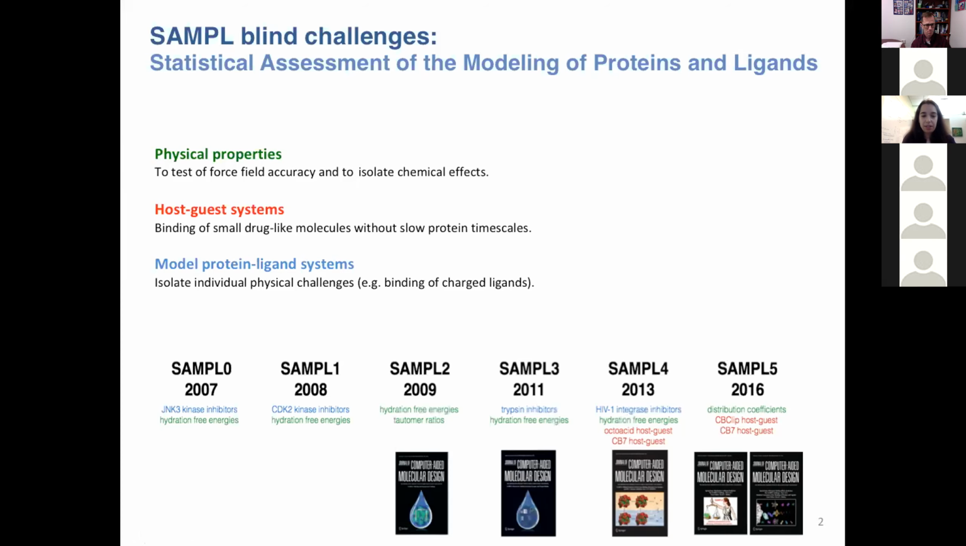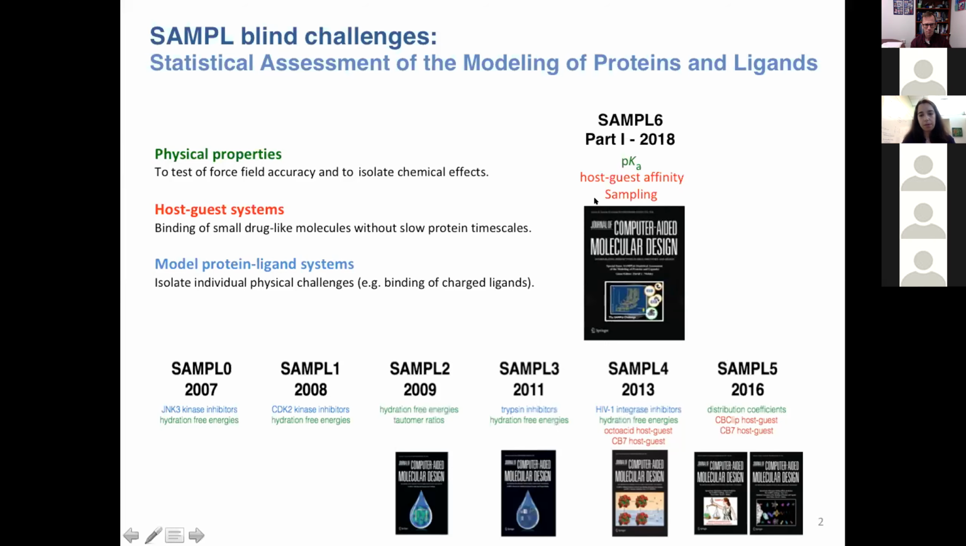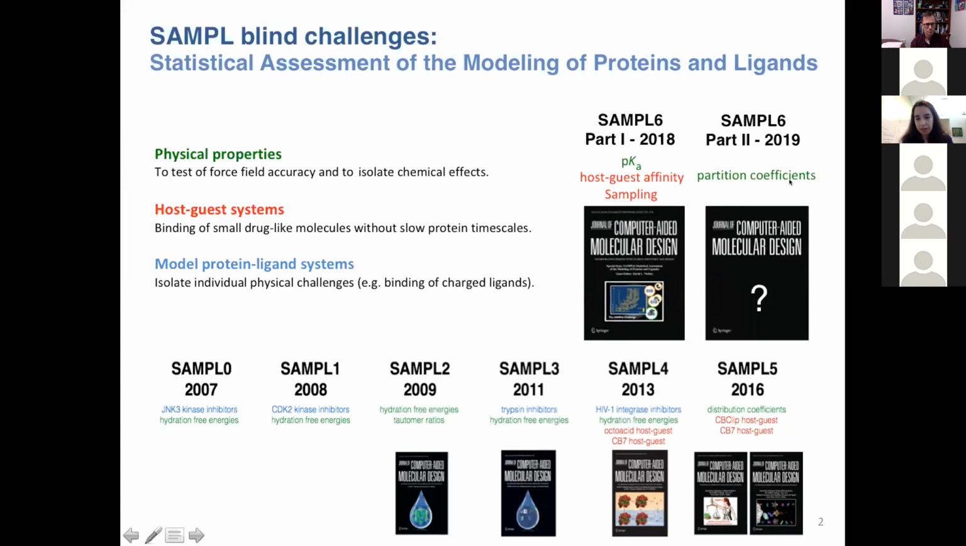In the past, there have been many years of hydration free energy challenges, which progressively improved the prediction of these values. And then in 2016, SAMPL5, there was a distribution coefficient challenge, as we were running out of blind data that could be found for hydration free energies. And in SAMPL6, we had a pKa prediction challenge as part 1, and in part 2 we have partition coefficient challenges. The partition coefficient challenge has just concluded.